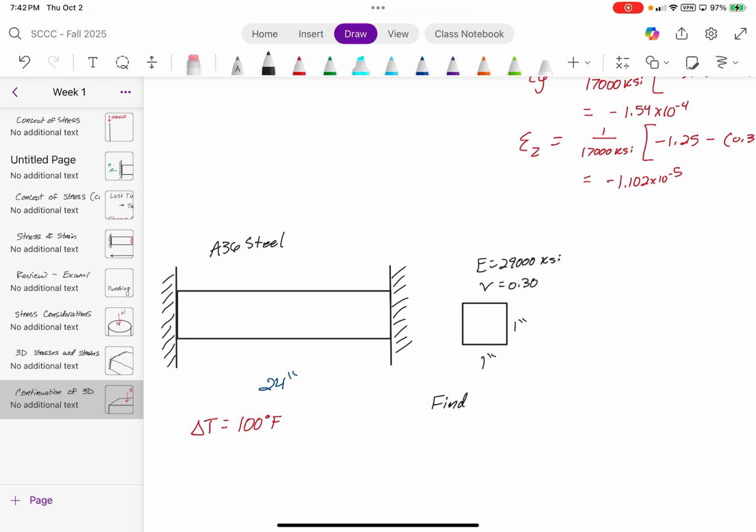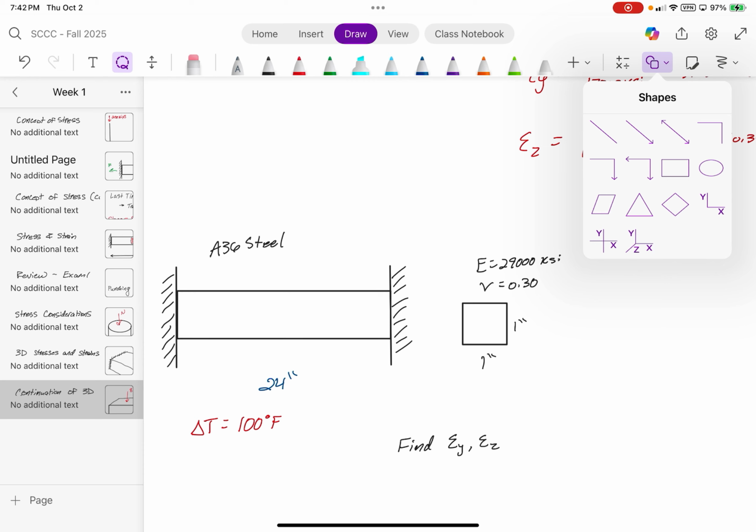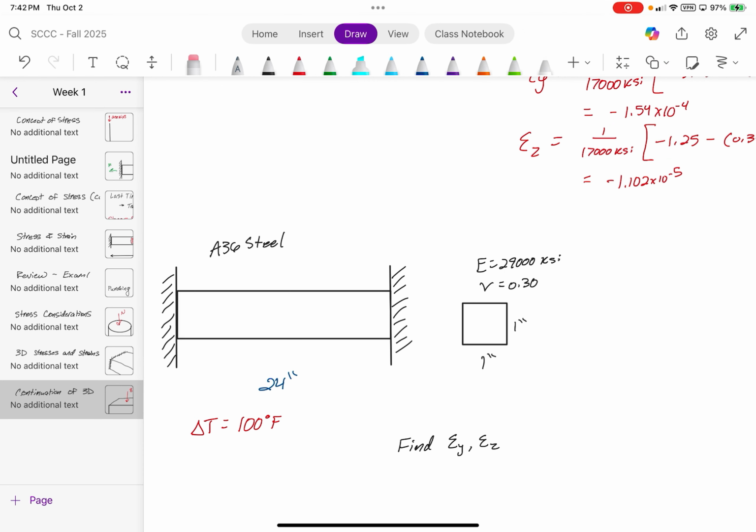find epsilon x, epsilon y, epsilon z, no. Find epsilon y and epsilon z. And just for clarity on what those are, if that's your coordinate plane, this is going to be y, and that's going to be z.